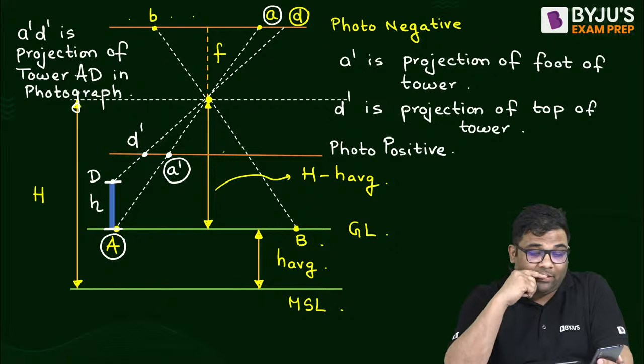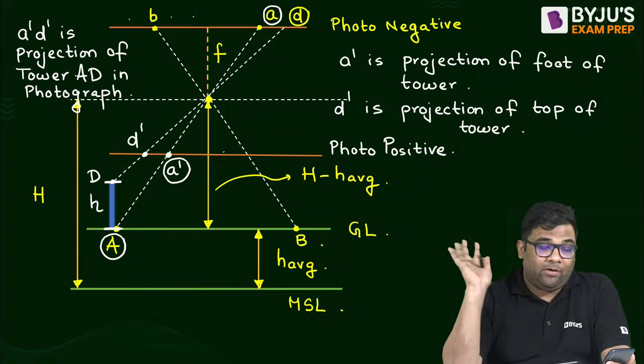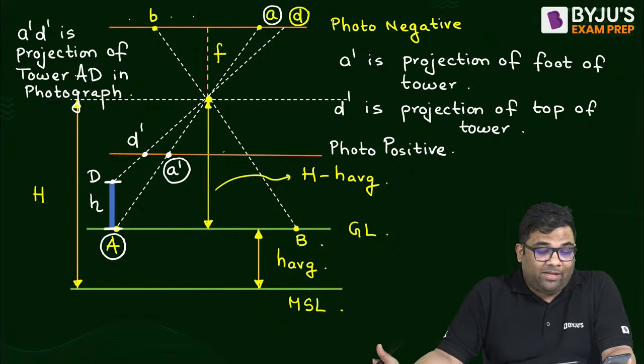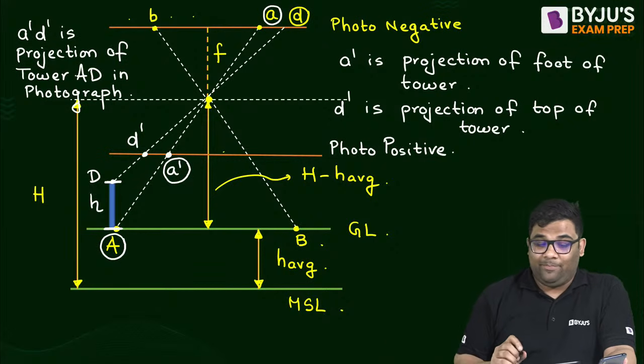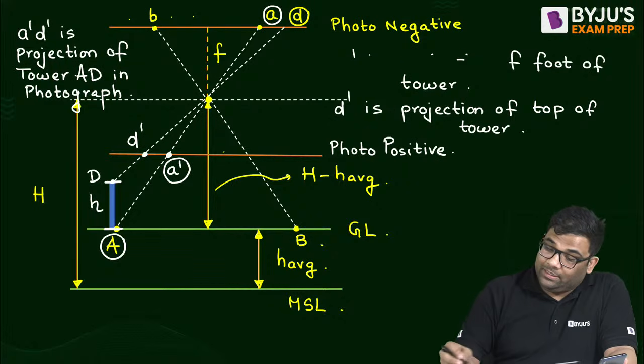I am seeing the comment section. Clear? Others also? Clear? Please mention. I want to read the comments. I become happy when you write the comments. That means you're attentive in the class. Yes, sir. Clear. Okay. So A dash D dash is the projection of this. Yes. We know, right?